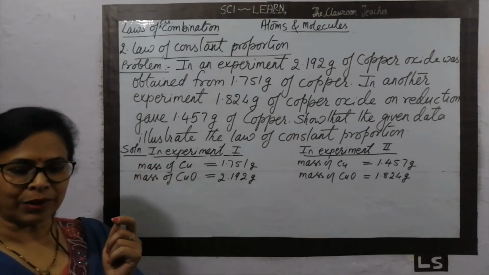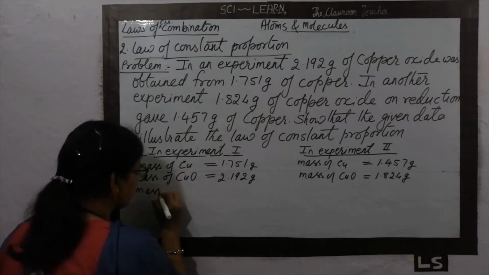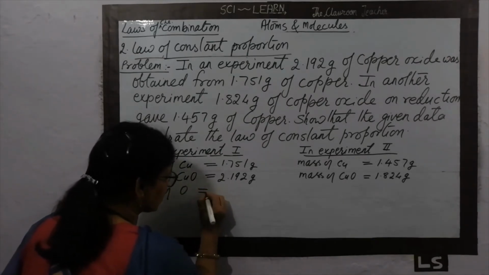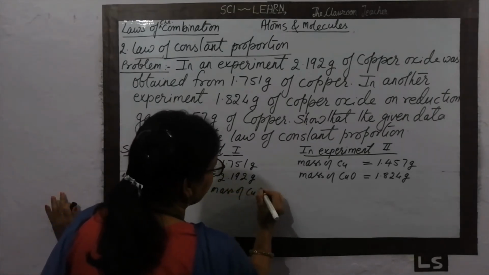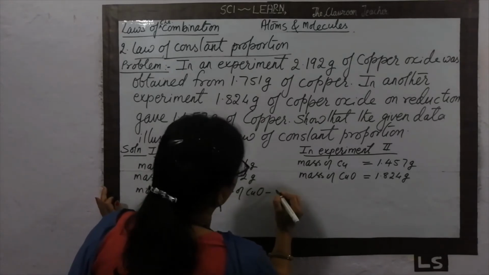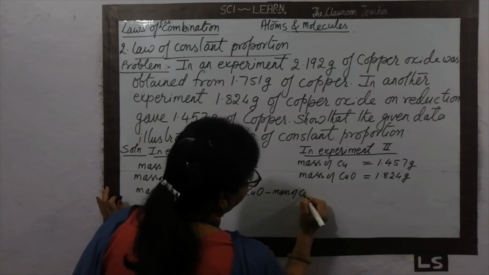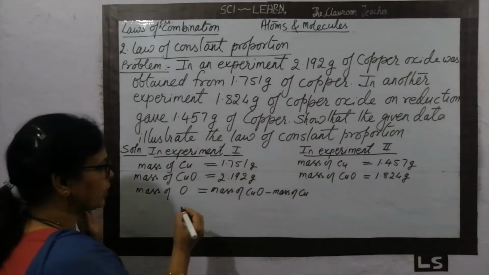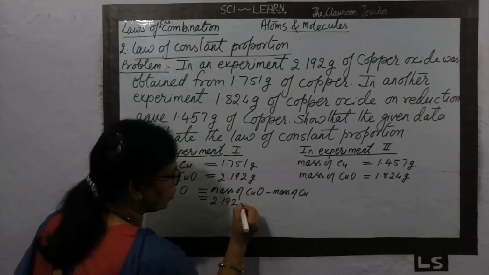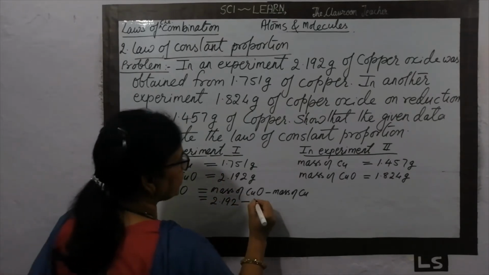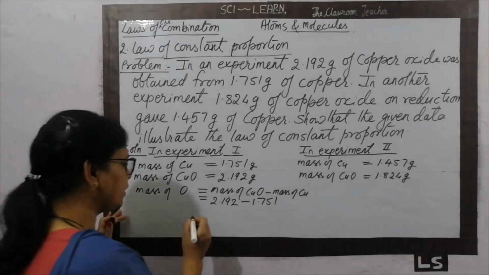So we have to find out the mass of the oxygen first. The mass of oxygen is the mass of copper oxide minus the mass of copper. What is given here? The mass of copper oxide is 2.192 gram and the mass of copper is 1.751 gram. So you have to subtract it.